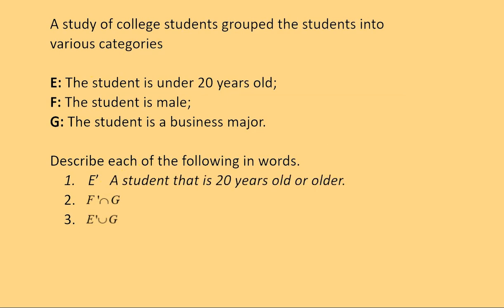For the next one, this is F complement intersect G. So the complement of F, where F is the student is male, would be that the student is not male, or we could say that the student is female. Intersected with G, and G is the student is a business major. So to say this in words, we would say a female student that is a business major.